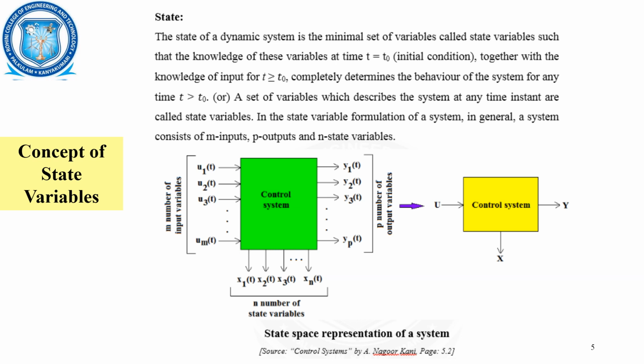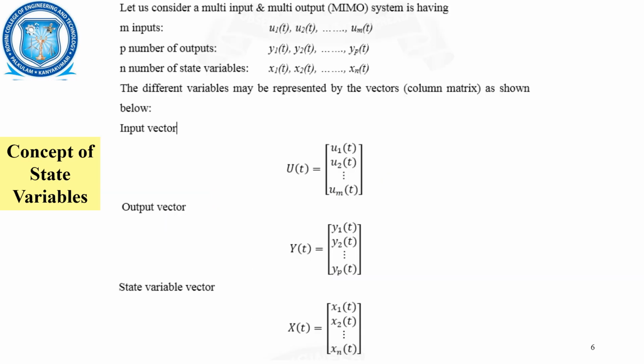We can see this diagram. We have a control system here. The input is U and the output is Y, and here the representation X is known as the state variable. So U, X. With this, let us consider we have m number of inputs, p number of outputs, and n number of state variables. Normally, try to use this representation itself. For the state variables it is n, for the output it is p, and for the input it is m.